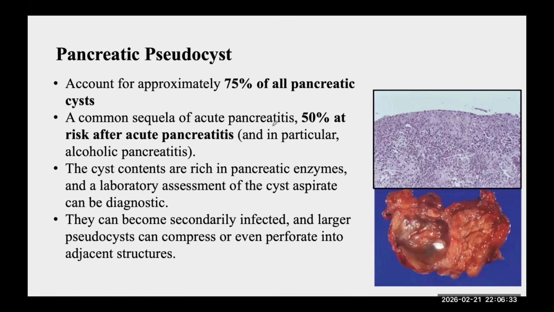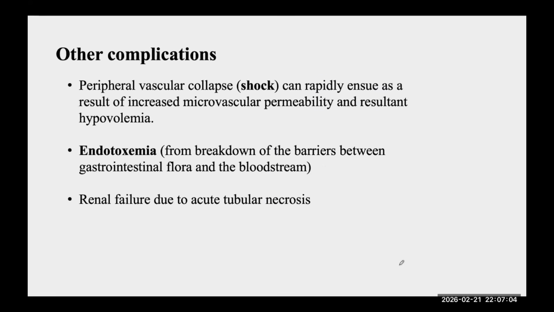Now, the cyst contents are rich in pancreatic enzymes, and a laboratory assessment of the cyst aspirate can be diagnostic. They can become secondarily infected, and larger pseudocysts can compress or even perforate into adjacent structures. I think this explains itself. You can just see in this pseudocyst, it is very rich in pancreatic enzyme, and we can aspirate the fluid inside the cyst to diagnose it. It can also get infected, and because of its size, if it's larger, there's obviously high risk of perforation or compression on the adjacent structures.